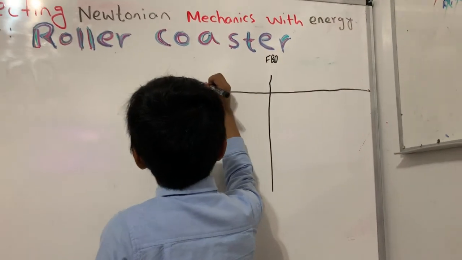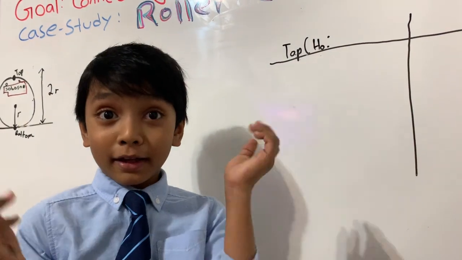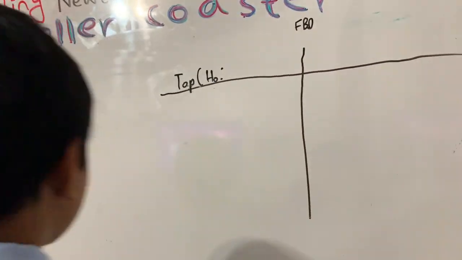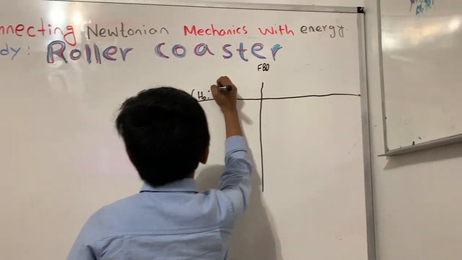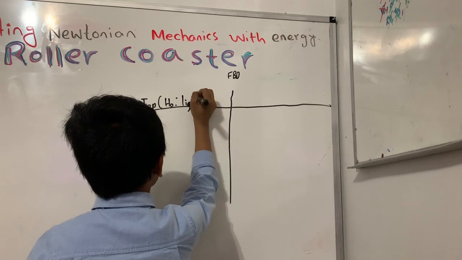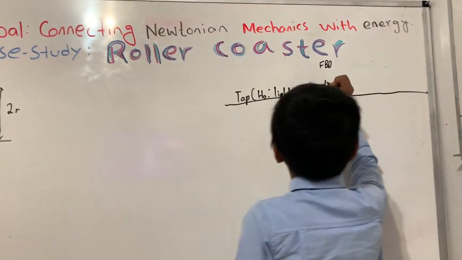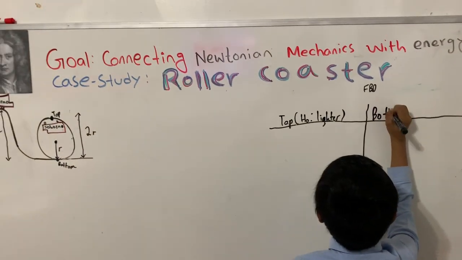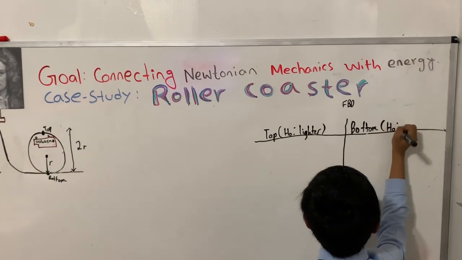So the top, let's make a hypothesis about the top, because you never know, your predictions can be right. Let's make an educated guess. Based on what I did on the elevator before, I think lighter. Because, yeah, you never know. You can make an educated guess. Bottom, my hypothesis is that you're heavier.